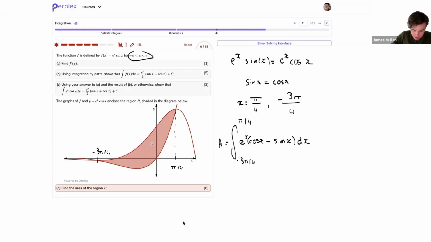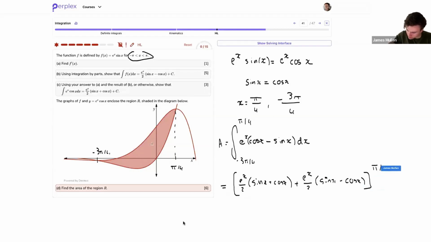And this is the sum of two integrals. I have the integral e to the x cos of x, which is e to the x over 2 times sin of x plus cos of x, and then plus the integral that I found in b, which is e to the x over 2 times sin of x minus cos of x, from negative 3 pi over 4 up to pi over 4. All right. Inside, the sin x's are going to add up and the cos x's are going to cancel. So I'm going to have just e to the x sin of x from negative 3 pi over 4 up to pi over 4.